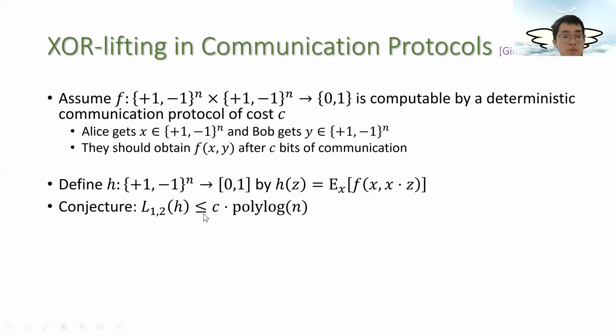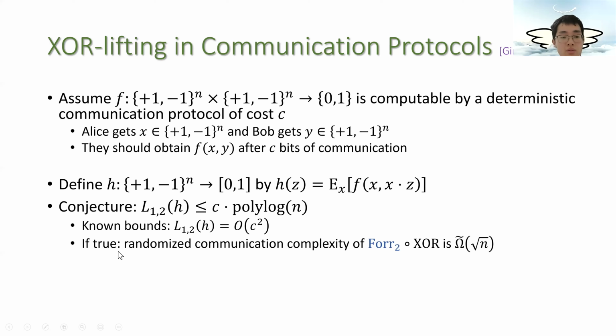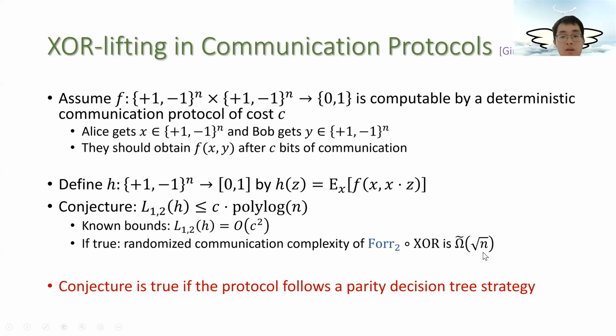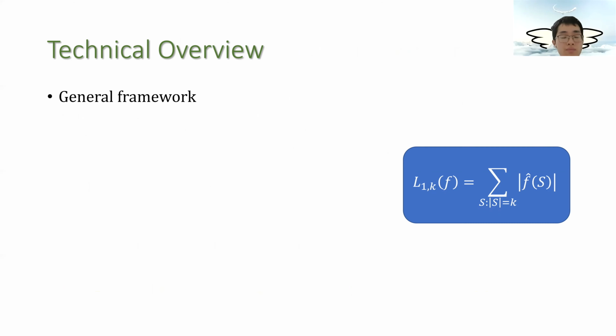And then they propose a conjecture: the second level Fourier sum of h is at most c times polylog n. They show that the second level Fourier sum is bounded by c squared. They also show that if the conjecture is true, then the randomized communication complexity for two-fold correlation composed with XOR is at least square root n. And our result shows that the conjecture is true if the protocol follows a parity decision tree strategy.